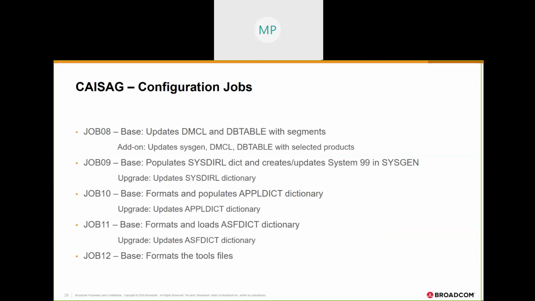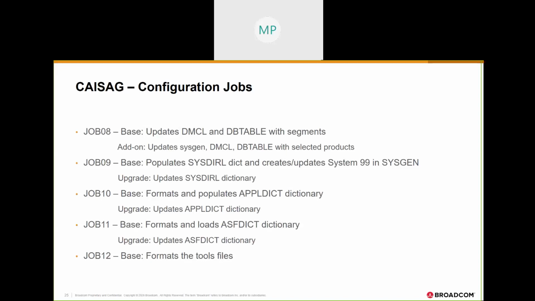Job 9, as a base, it populates the sysdural dictionary. It populates the sysdural dictionary and also creates and updates system 99 in sysgen. And for an upgrade, it just updates the sysdural dictionary. Job 10, as a base, formats and populates appledict. For an upgrade, it just updates the appledict.